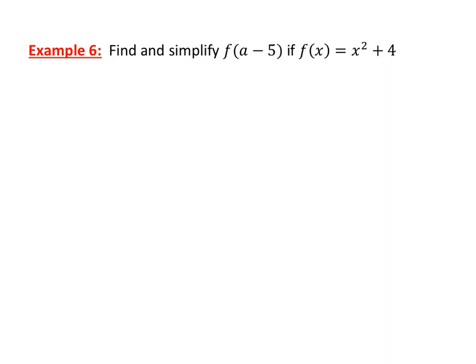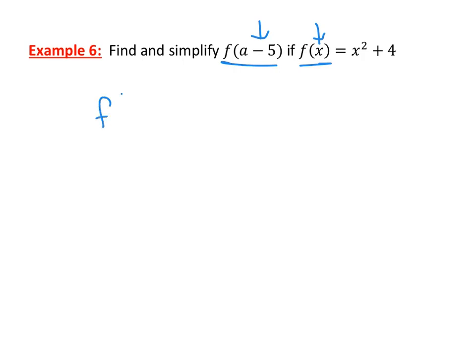Okay, the last example is another substitution one. If we read it here, find and simplify f of a minus 5 if f of x equals x squared plus 4. Notice again that the difference between these two is that this one on the right has an x there, and what we're trying to find is f of a minus 5. So we're replacing x with a minus 5.